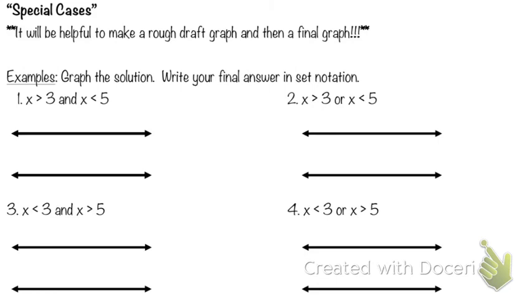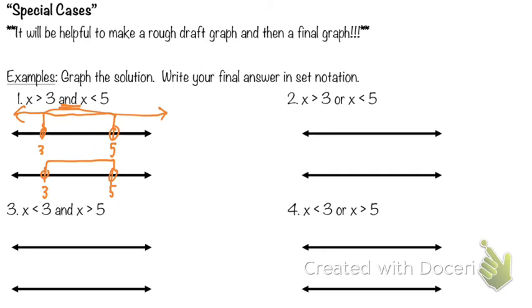x is greater than 3, and x is less than 5. So 5 is an open circle again, and x is less than it. But it's "and," so we want the overlap. For our final draft, we say, okay, we want 3 and 5, open circles, and we just want the overlap. So we don't want those arrows on the ends, because that's not overlap. So the bottom would be our final draft.